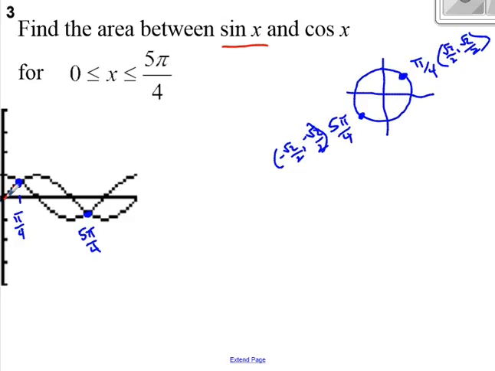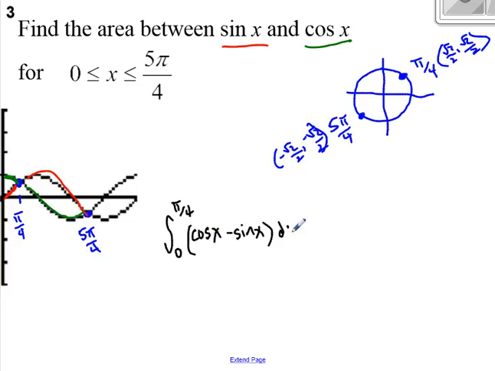Now what's interesting here is to watch that they switch places. So sine is this red part of the graph, and it's the function below and then above, and cosine, we'll make that one green, is up here. It's above at first and then below. So in order to get this problem right, we actually need to write two integrals. Our first integral is from 0 to pi over 4, and for this one, cosine is on top. So cosine x minus sine x dx.